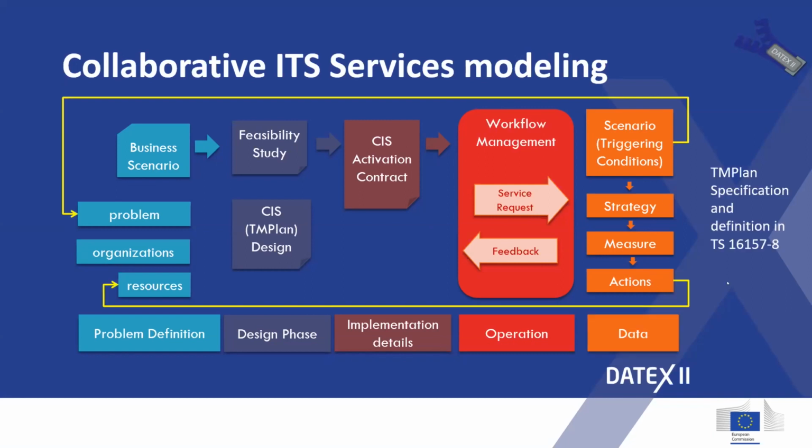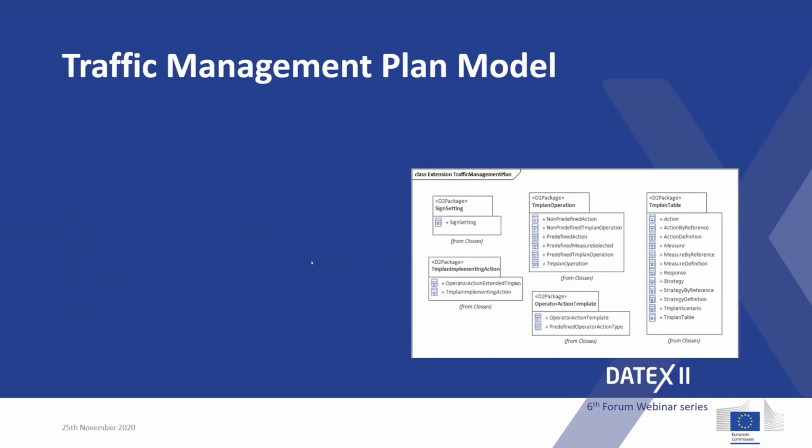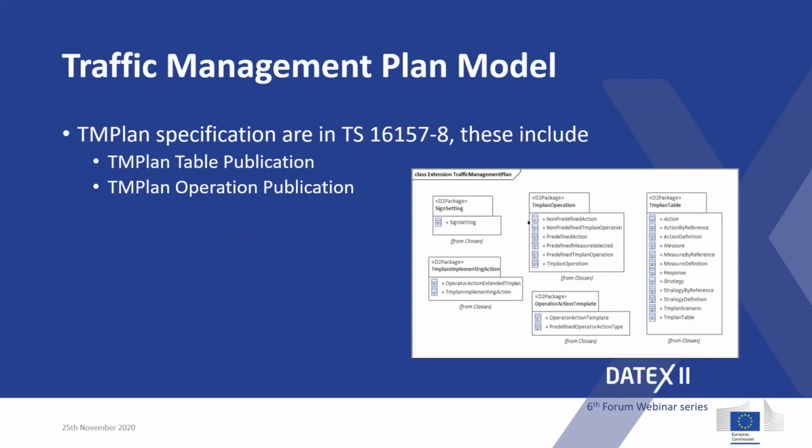So let's go through how this data has been modeled in the specification, TS 16157-8, sorry, 161578. The operation is part of the CEN exchange specification, and this will be followed later. Let's see before the specific DATEX II content specification for traffic management. This is the model which provides two publications, TM plan table and TM plan operation mostly. These are the two packages which are included in the model.